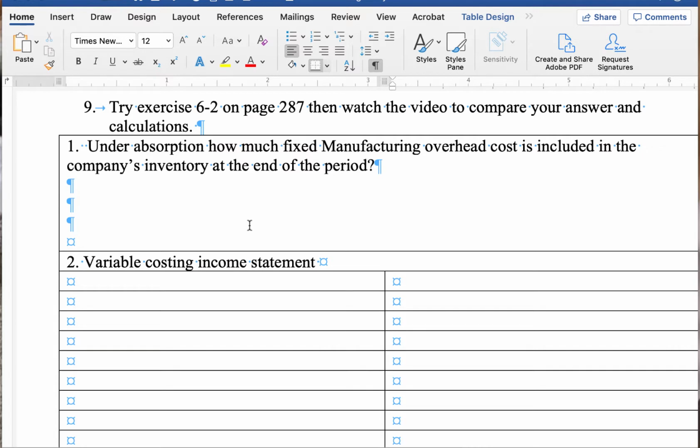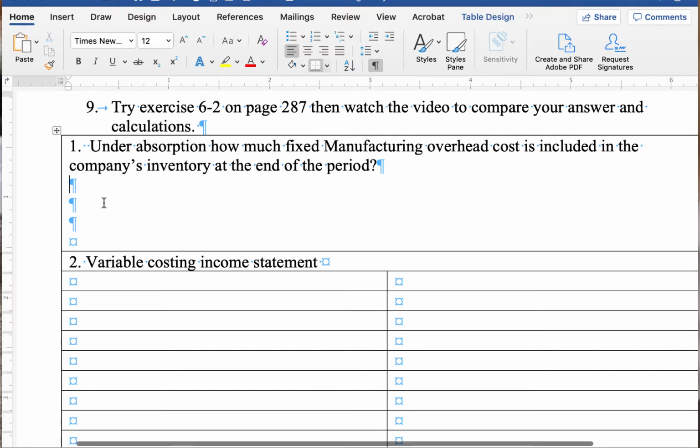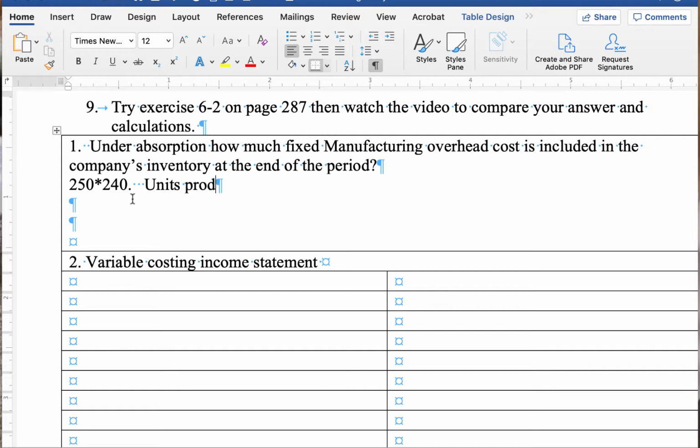So let's think about it this way. We produce 250 units times $240. This is our fixed manufacturing overhead. Basically, what I did here was units produced times the fixed MOH per unit.